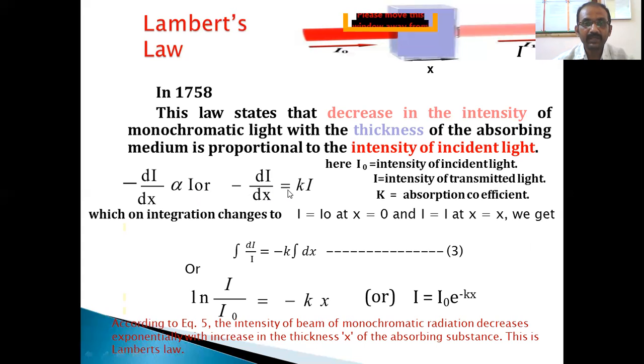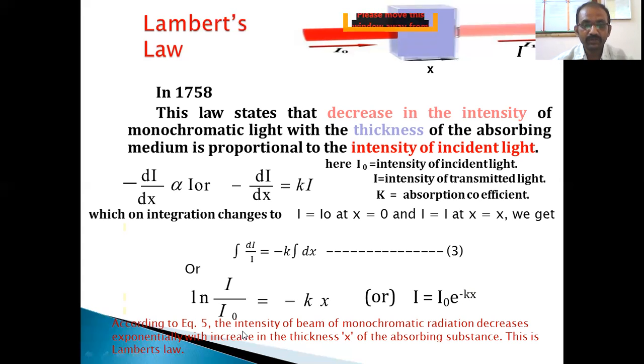Minus dI upon dx is equal to kI, where the proportionality constant is k. If we integrate this equation within the limits I equal to I0 at x equal to 0 and I equal to I at x equal to x, we get integration dI upon I is equal to minus k integration dx. And if we change this equation in the form of ln I upon I0 is equal to minus kl, or I is equal to I0 e raised to the power minus kl. This is the mathematical equation of Lambert's law.